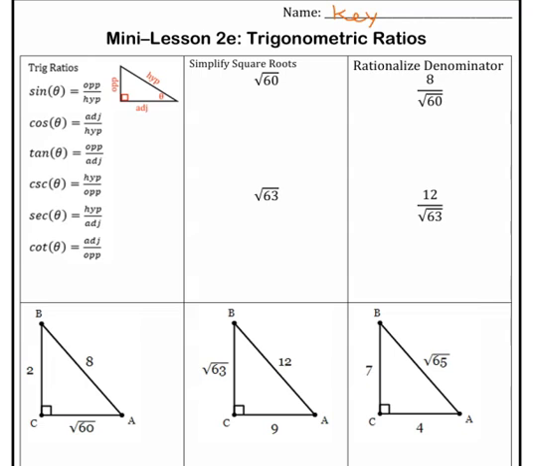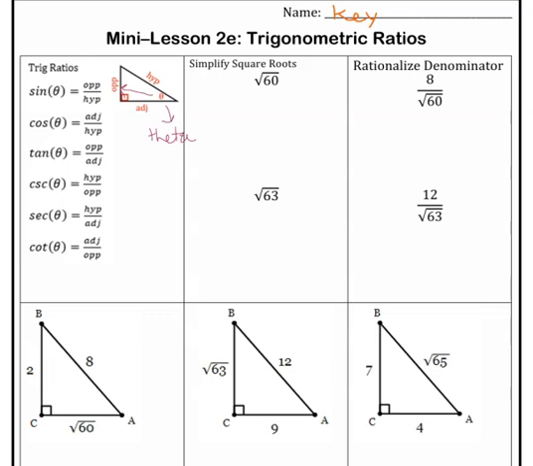Mini lesson 2E, trigonometric ratios. Here we have a right triangle. We have theta and the opposite of theta, the longest side, the hypotenuse, and then the third side next to it is the adjacent.